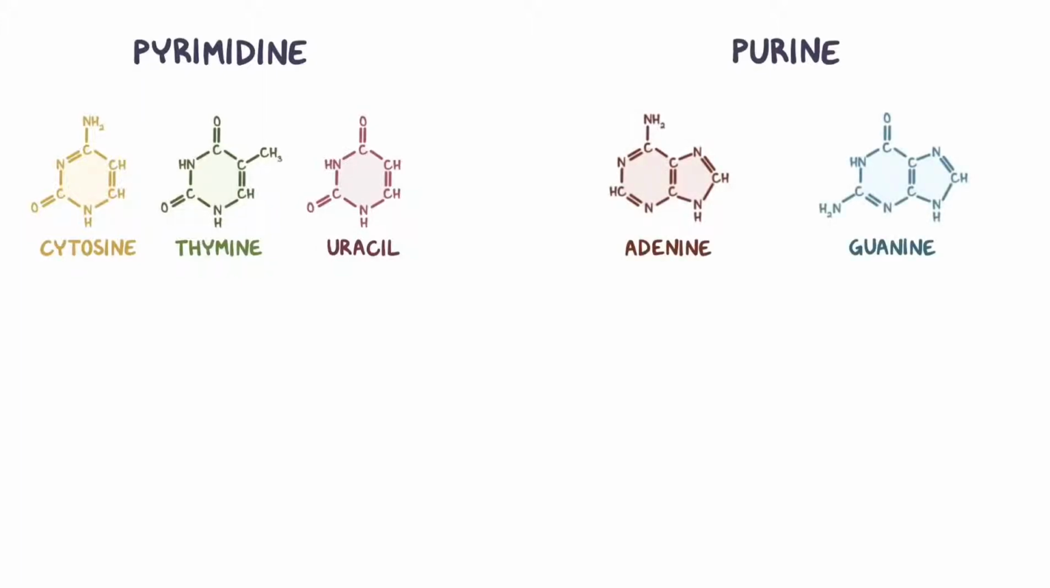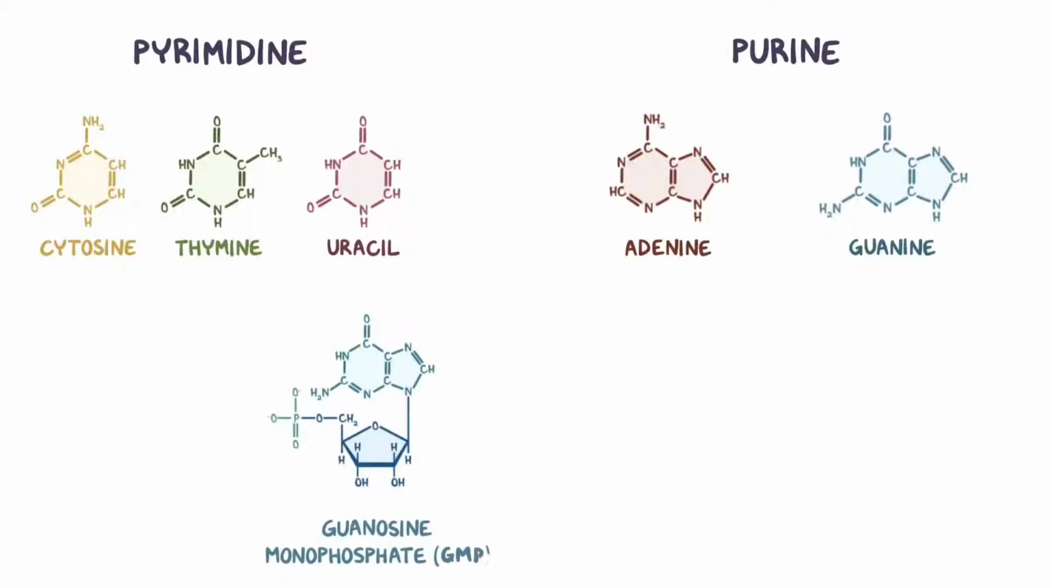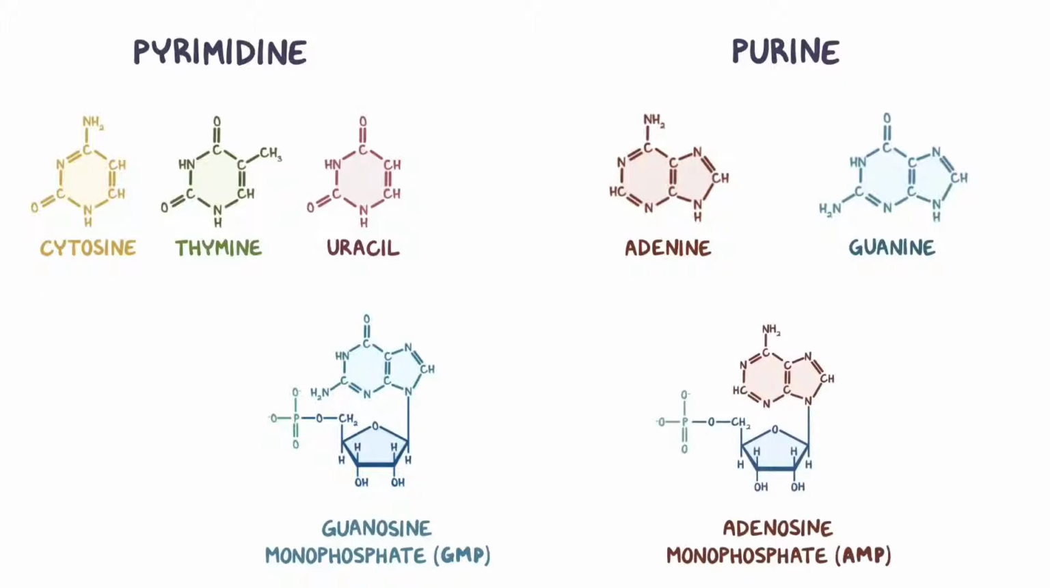So the name of a ribose-containing monophosphatic nucleotide based on guanine would be guanosine monophosphate, or GMP for short, whereas one based on adenine would be adenosine monophosphate, or AMP for short.